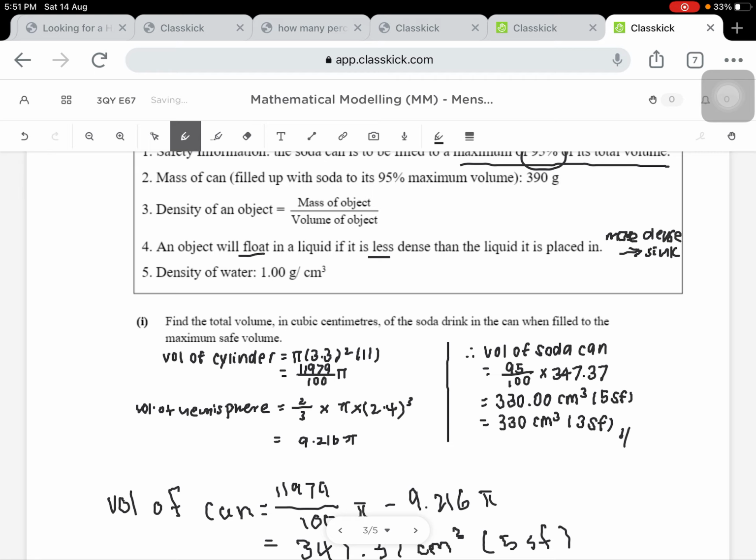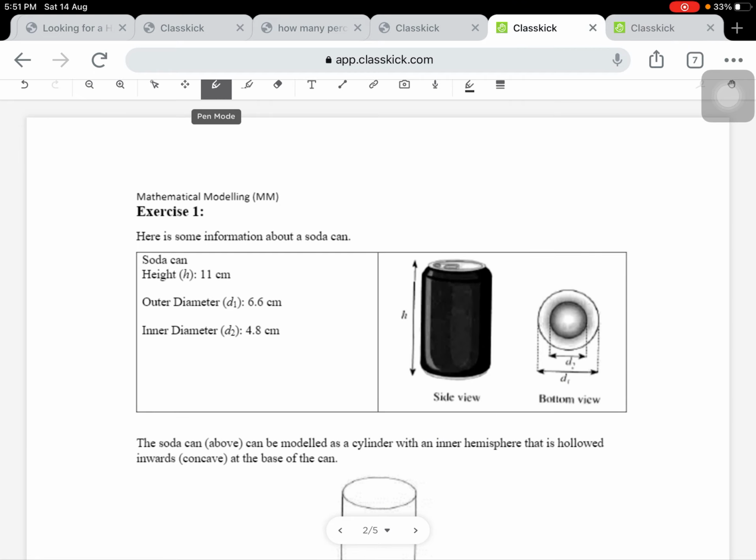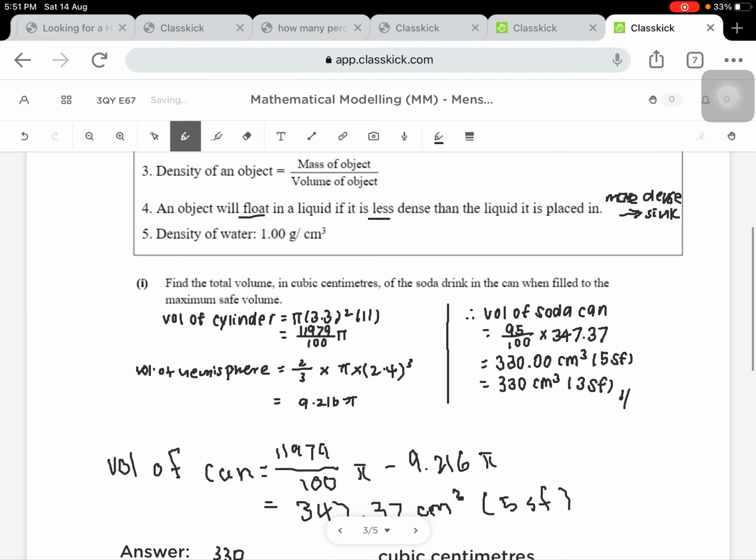pi. 3.3 is actually the outer radius, which comes from our outer diameter 6.6. So it's actually the outer radius, and our height is 11 centimeters. Okay. So next we have to find the volume of the hemisphere. We need to take 2/3 times pi times 2.4 cubed, and leaving our answer in pi, we get 9.216.